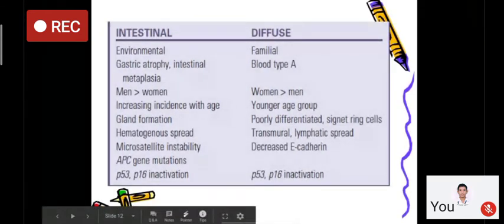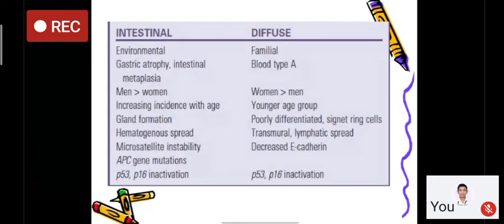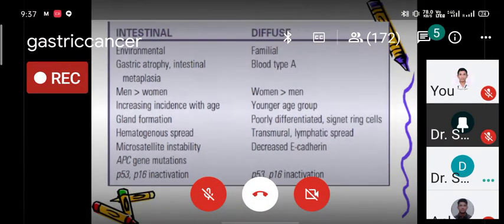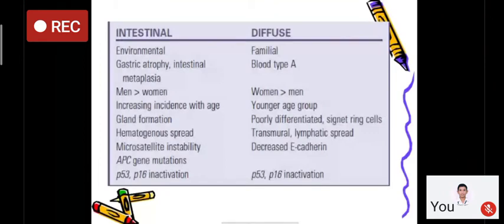Whereas diffuse type is generally a familial type, that means it has a genetic basis right from the very beginning. If there is a genetic basis even at birth, then this disease is going to present early. So it has a younger age group, and women are more likely to be involved. It is a familial disease, so blood group type A is associated with most of these malignancies.